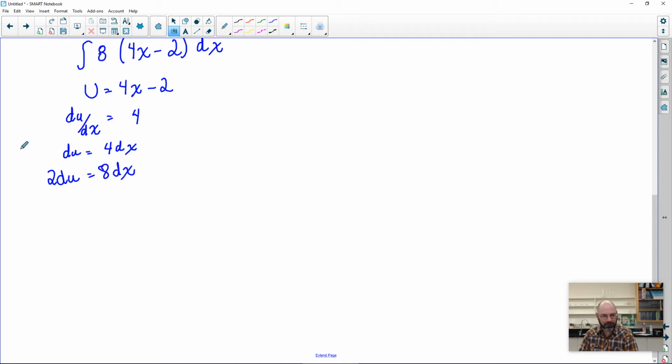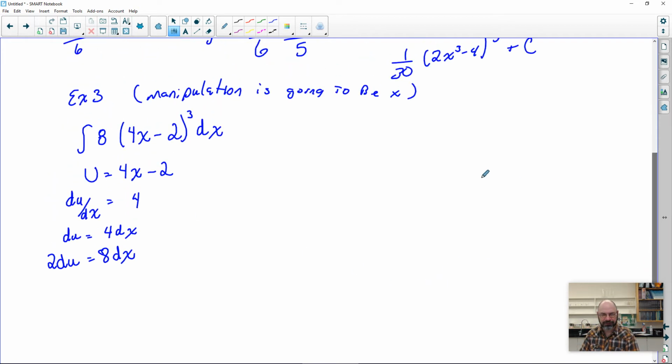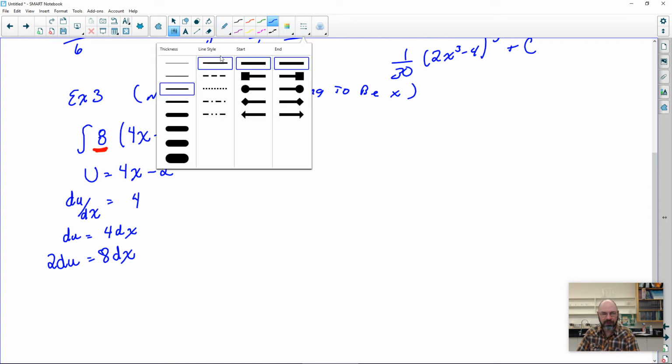So we multiplied by 2 rather than divide, why did we do that? Well, it's because we want an 8 dx, and we only had 4 dx. How do you get from 4 to 8? You multiply by 2. Then we rewrite it back into u form.